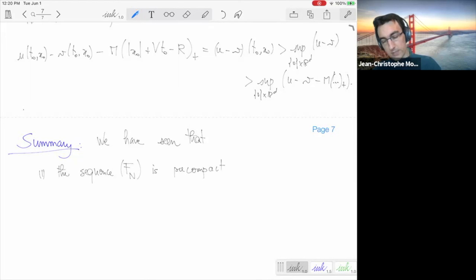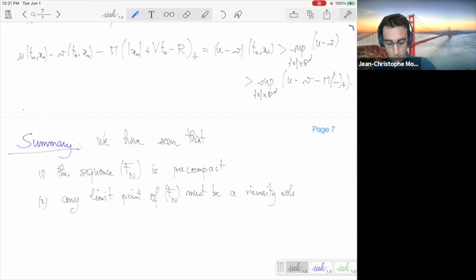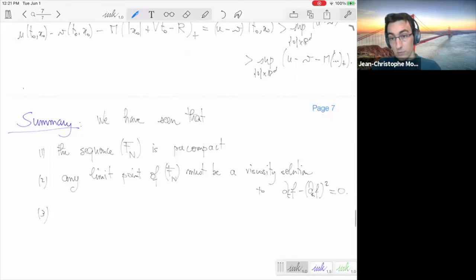This was the easy argument, observing that the initial condition does not depend on n, and these functions are all one-Lipschitz, both in t and x. So by Arzelà-Ascoli, this is true. We have seen that any limit point must be a viscosity solution. And finally, we have just seen that there is a unique viscosity solution to this equation for a given initial condition.